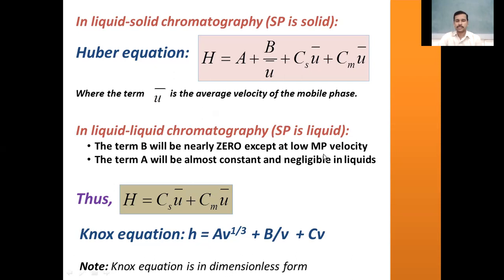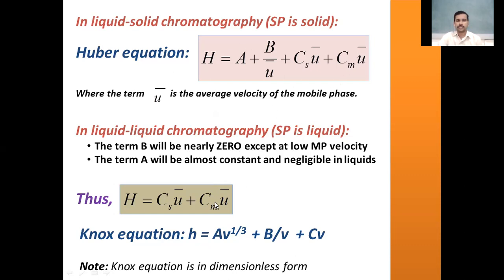If the elution process is started, the mobile phase velocity will not be 0. Mobile phase velocity will be more. Mobile phase velocity will not be low during the elution stage because the mobile phase will be moving through the chromatographic column at a certain flow rate. So therefore, the B value will be 0 whenever the mobile phase is in motion. If the mobile phase is not in motion, the B value will not be 0. I am not considering that particular situation here. Here the situation is the term B will be nearly 0 except at low mobile phase velocity. So A will be constant and negligible, and B will be 0 for liquid-liquid chromatography.